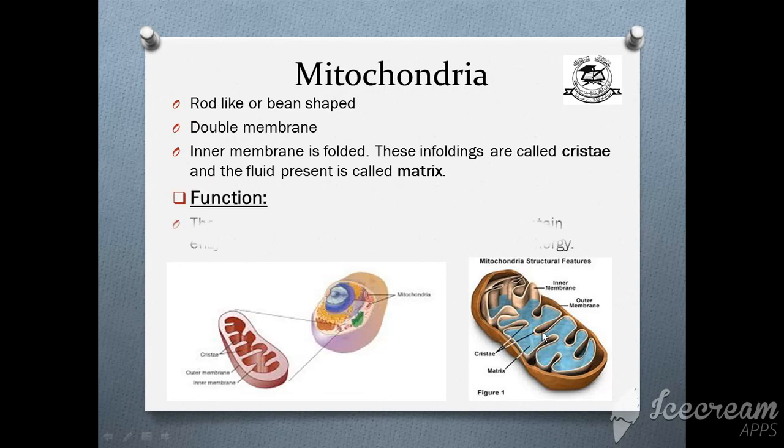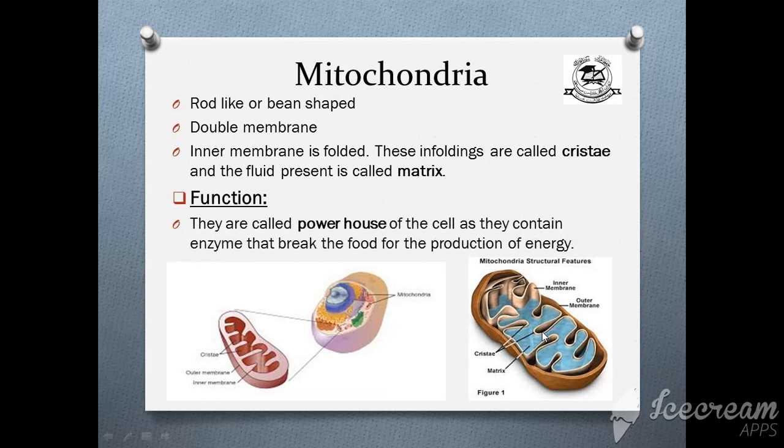Now what is the function? They are called the powerhouse of the cell because they produce energy. How do they produce energy? They contain enzymes that break down food for the production of energy. How do we get energy from our food? When the food is broken down into smaller particles, it is converted into energy. This happens at the cellular level with the help of mitochondria. So this is called the powerhouse of the cell.